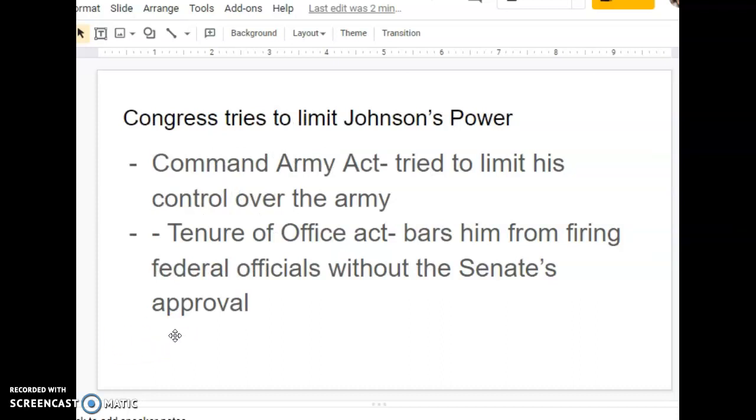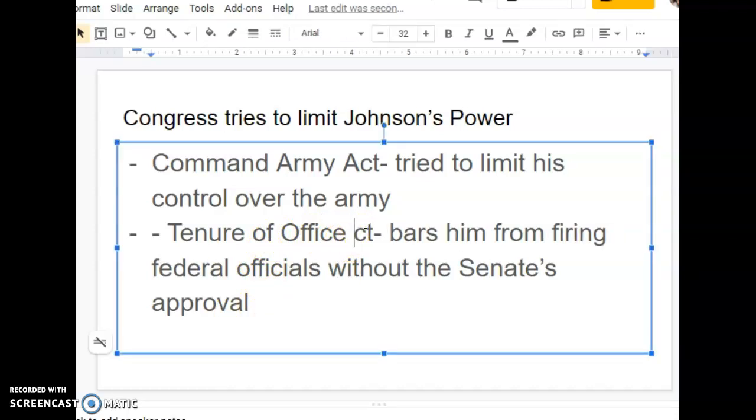So Congress tries to fight back and limit his power. The radical Republicans, as you can imagine, were super upset with him. So they passed the Command of the Army Act to try to limit his control over the Army. Remember that part of the executive branch is that they're commander of the Army. So they try to limit that. And then they also passed the Tenure of Office Act, which barred him from firing any top government officials without the Senate's approval, because they were afraid he was just going to put in his lackeys and then it was going to turn into a Confederate government again.